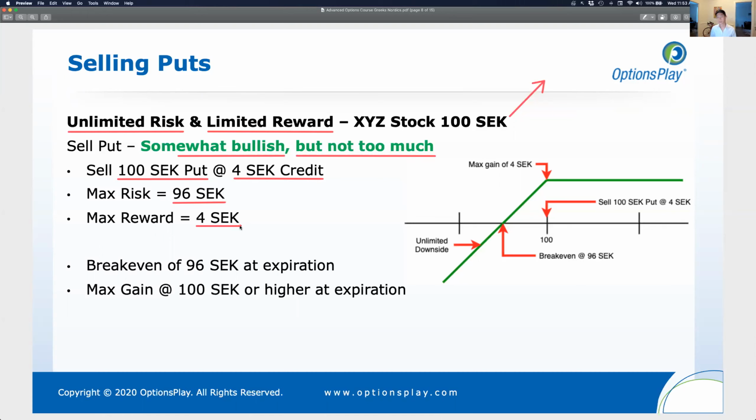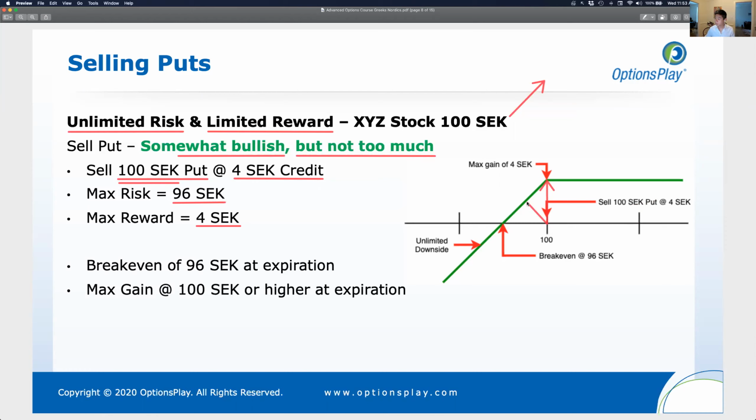And the answer is because this is a strategy that's very forgiving. Meaning, if the stock, which is at 100 crowns, moves higher, I keep my 4 crowns. It doesn't matter if the stock stays at 100 or goes to 101, 102, 105, 110, or 1,000. I always make 4 crowns, as long as it stays above the strike price that I sold, which is 100 crowns.